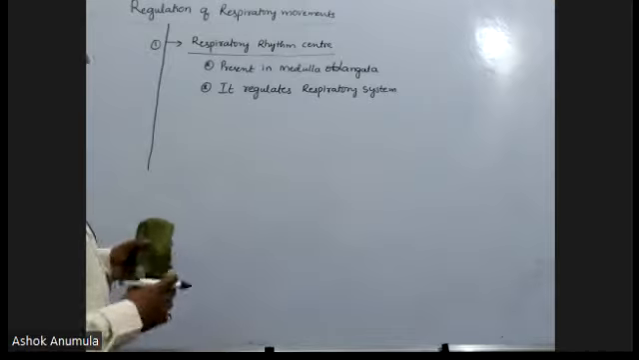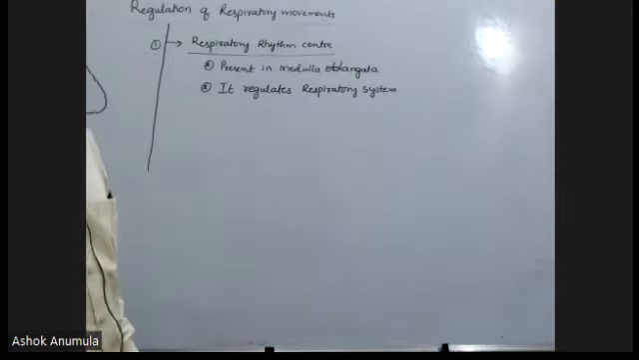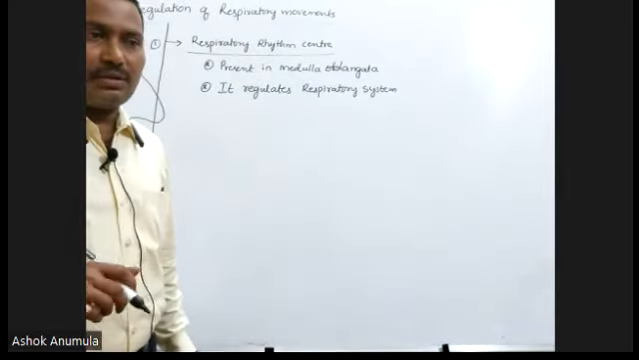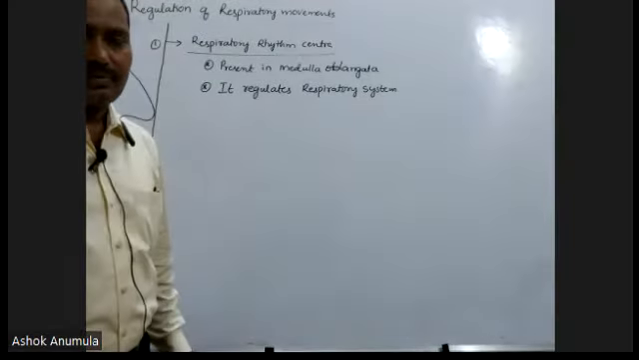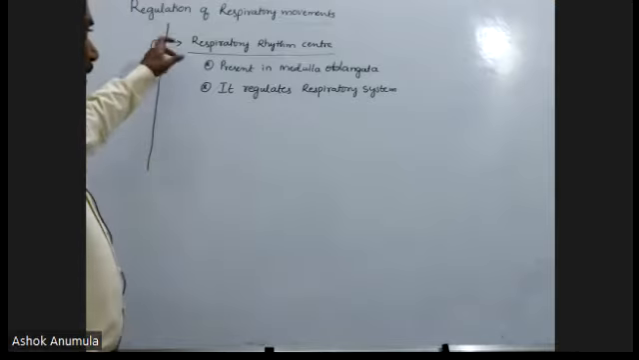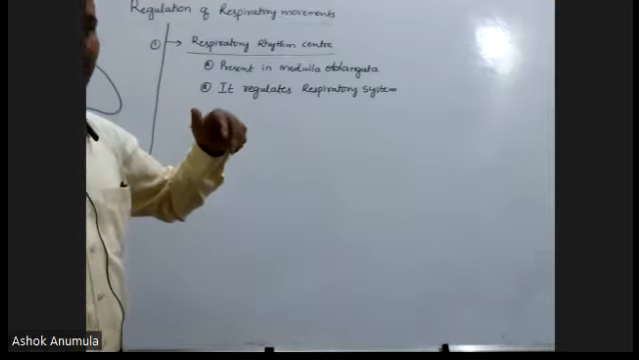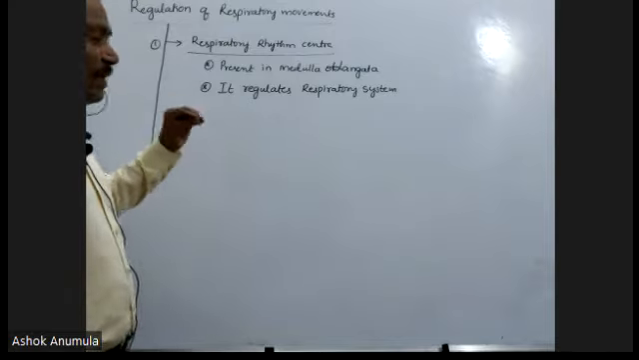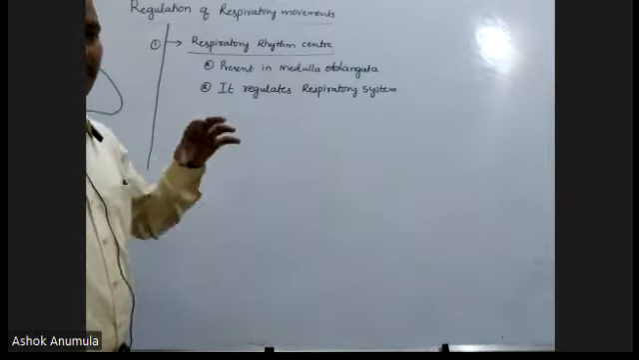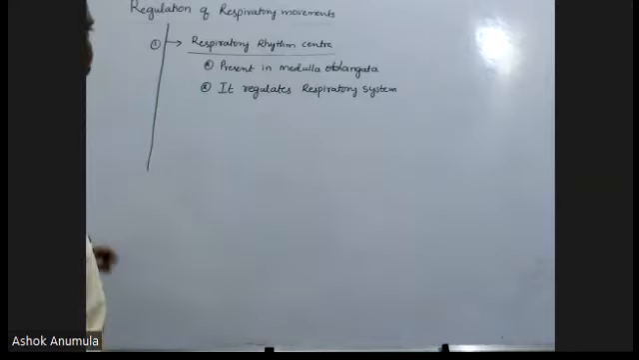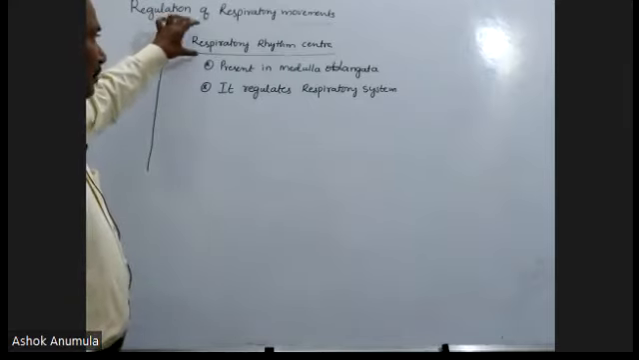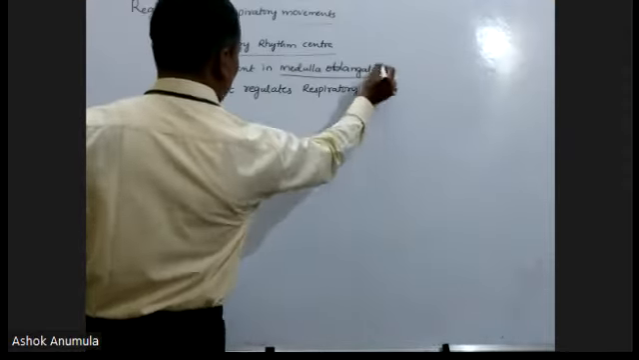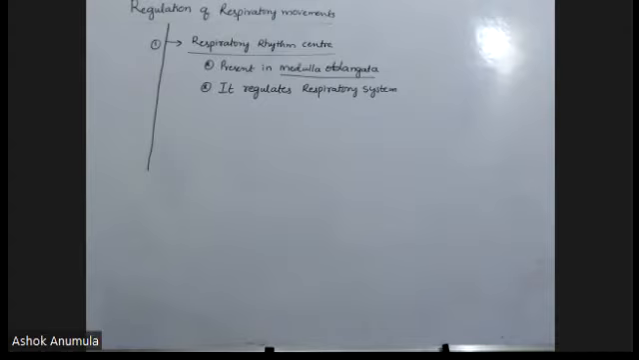It regulates inspiration and expiration, which are nothing but respiration. The respiratory rhythm center is regulating inspiration as well as expiration. That's why it regulates the respiratory system. This respiratory rhythm center is present in the medulla oblongata, which is present in the brain.